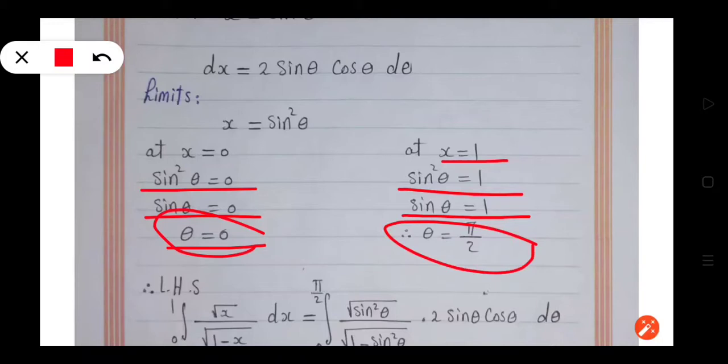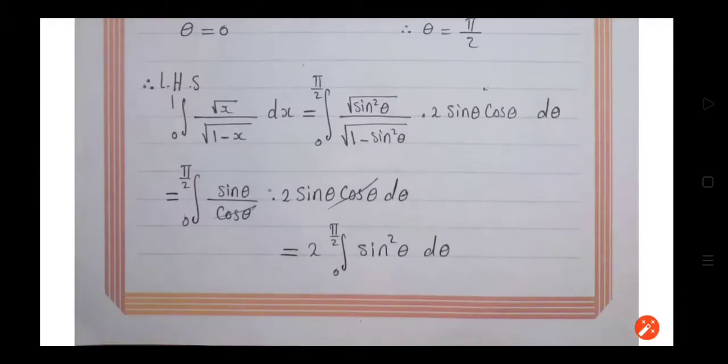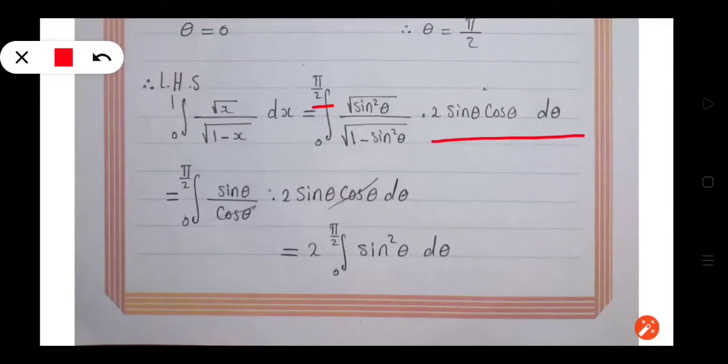We notice that theta will be pi over 2, so the new limits is from 0 to pi over 2. Left hand side, from 0 to 1 root x over root 1 minus x dx, it will equal the definite integral from 0 to pi over 2 root sine squared over square root 1 minus sine squared times 2 sine theta cosine theta d theta.